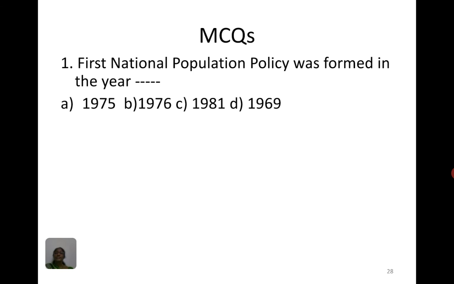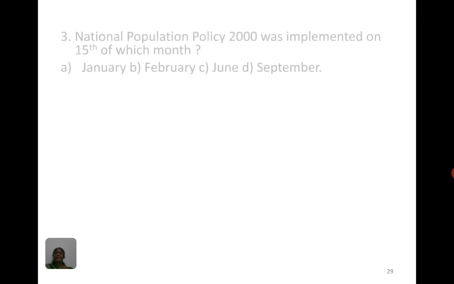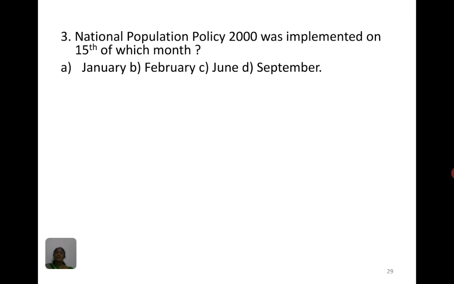First national population policy was formed in the year? Answer is 1976. World Population Day is observed every year on? 11th July. National Population Policy 2000 was implemented on 15th of which month? February.